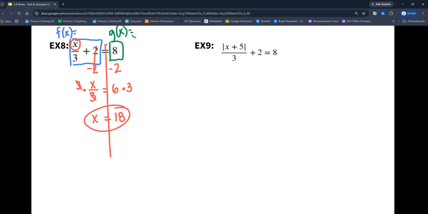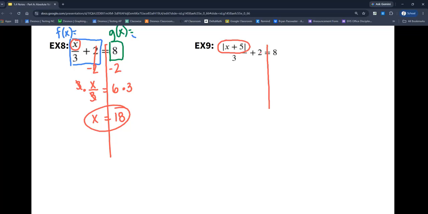Okay, example 9. Now, in this case, my absolute value bars are not by themselves yet, right? I got other stuff on the outside of the absolute value bars. So what I need to do is I almost need to try to solve for this. I got to get this by itself first before I write 2 equations. You cannot write 2 equations until you have got that by itself. So I'm going to put a line right here, and I need to get that absolute value of x plus 5 by itself.